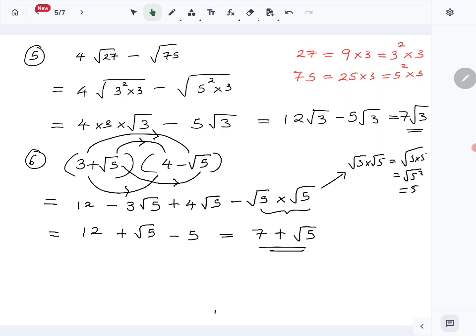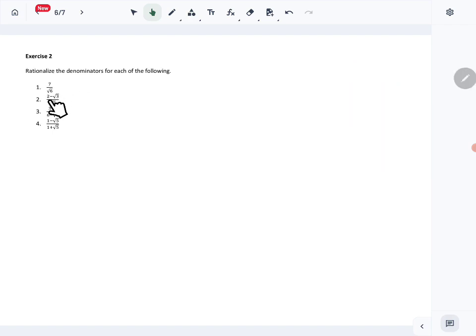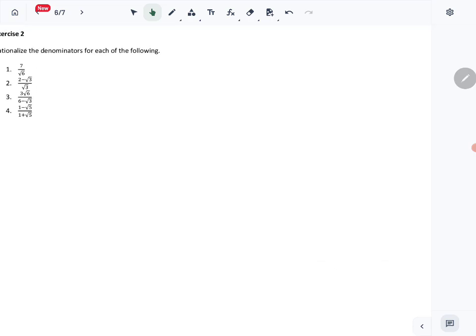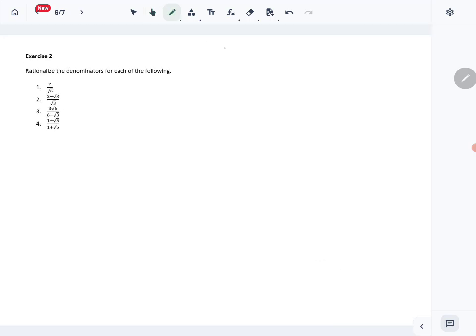Right. Okay. Next type of question you will encounter is when you have quotients where the denominator is a surd. We want to get rid of that. We want to rationalize the denominator. Rationalize the denominator means you can't have irrational numbers or surds in the denominator. So we have to get rid of the irrational or the surd part out. So that is called rationalizing denominators. Right. So let's see how to do that.